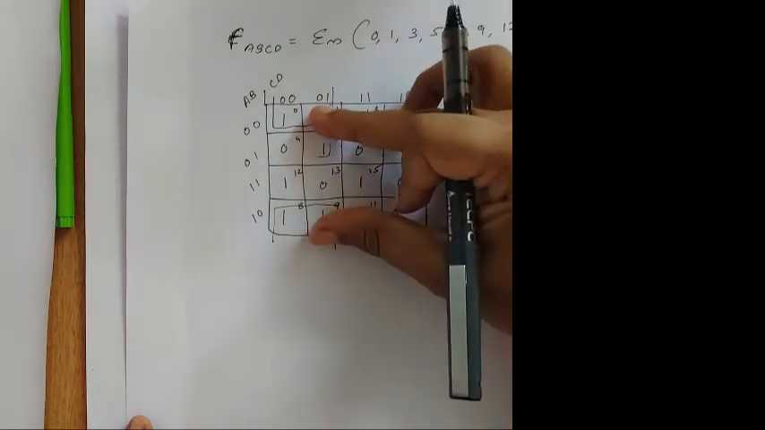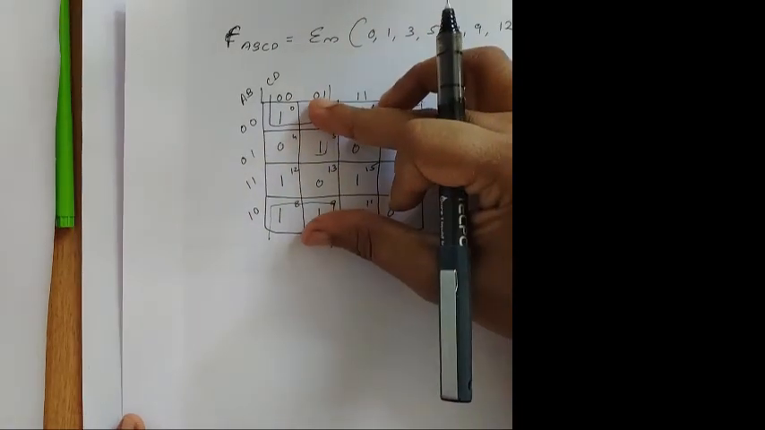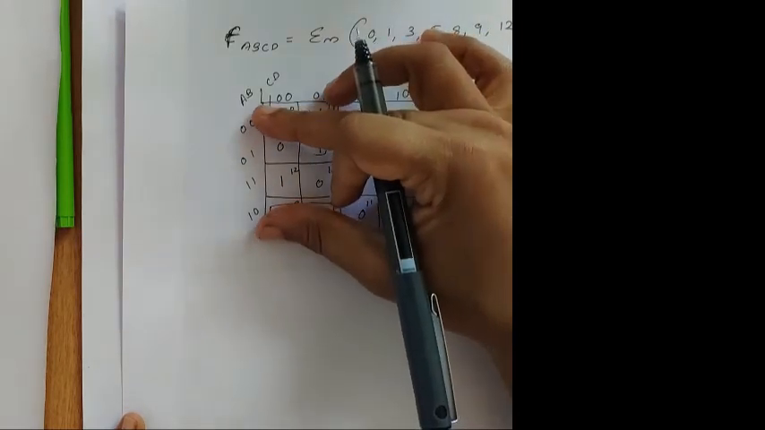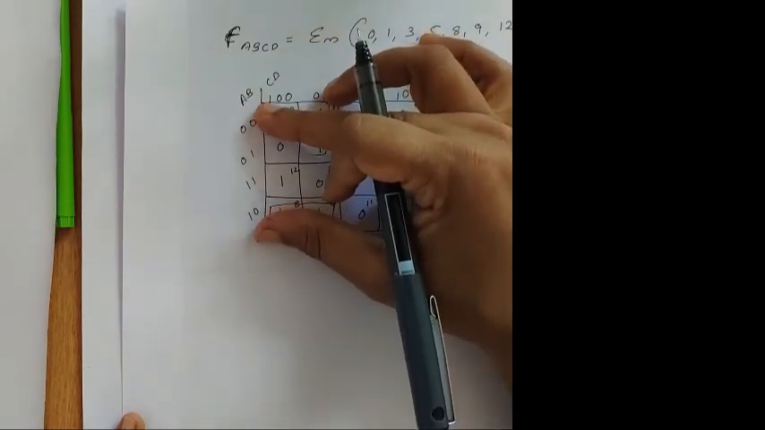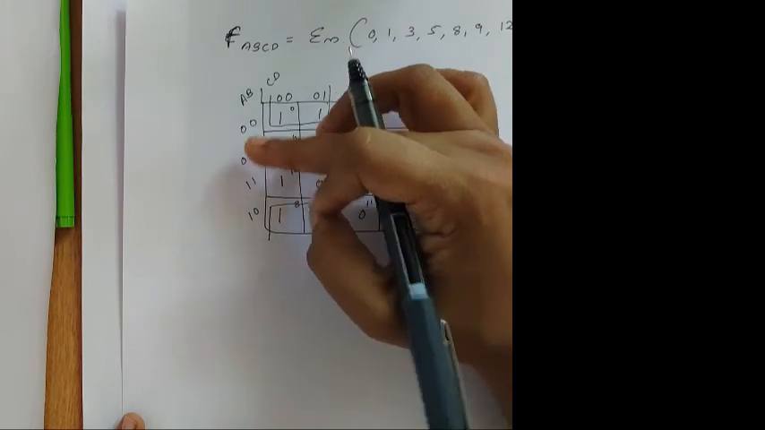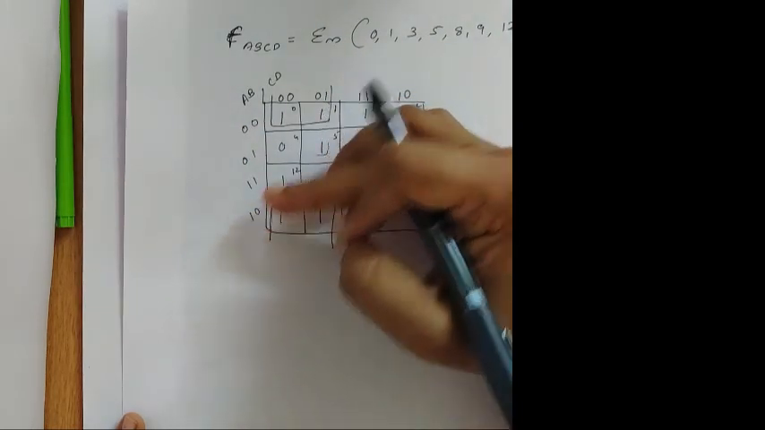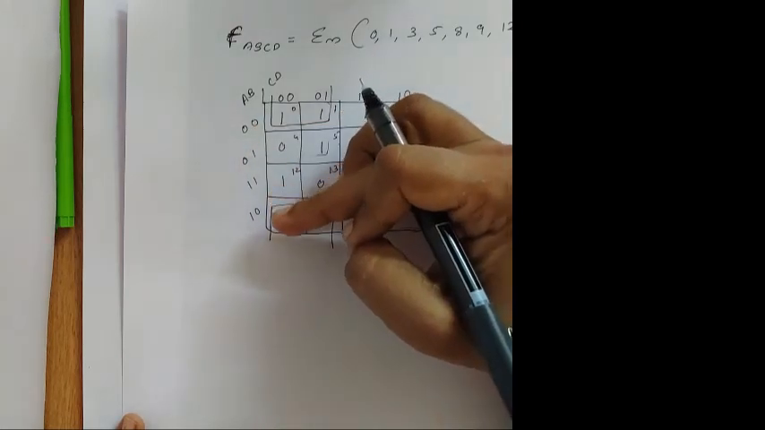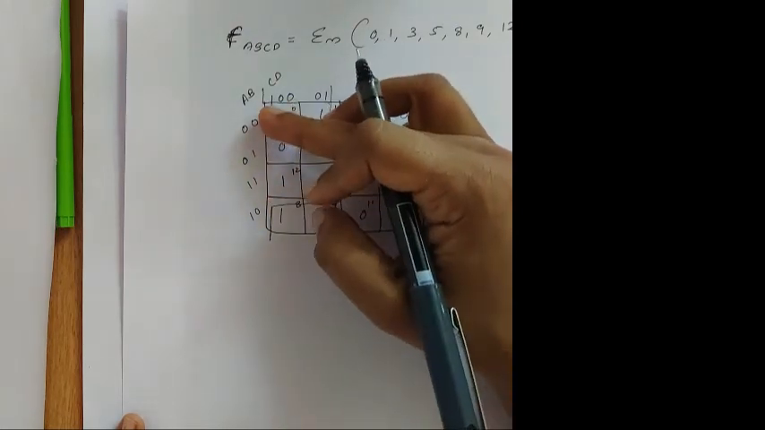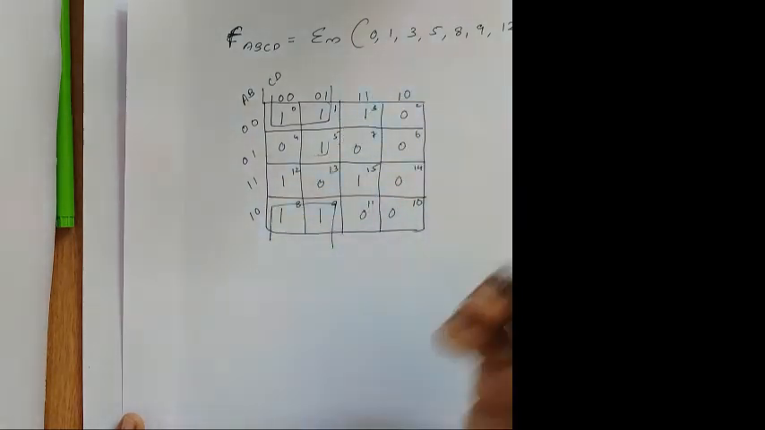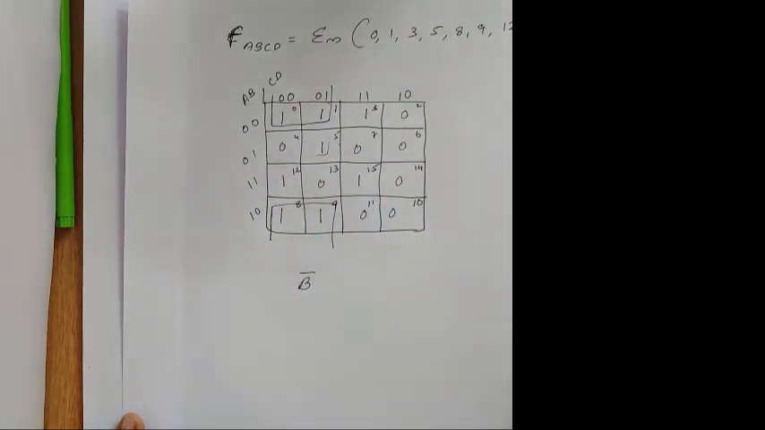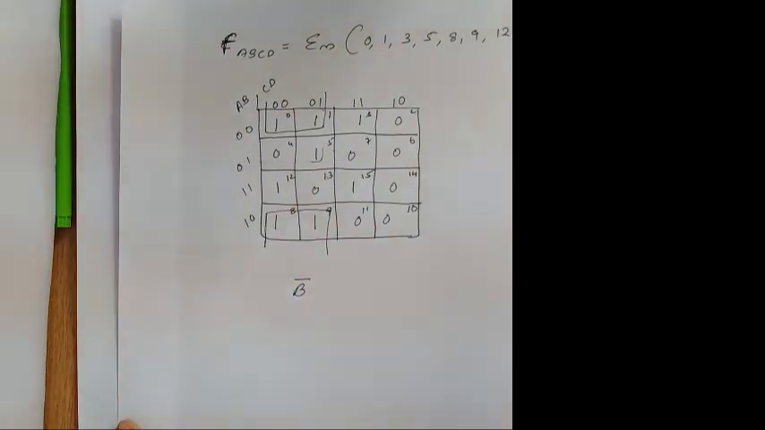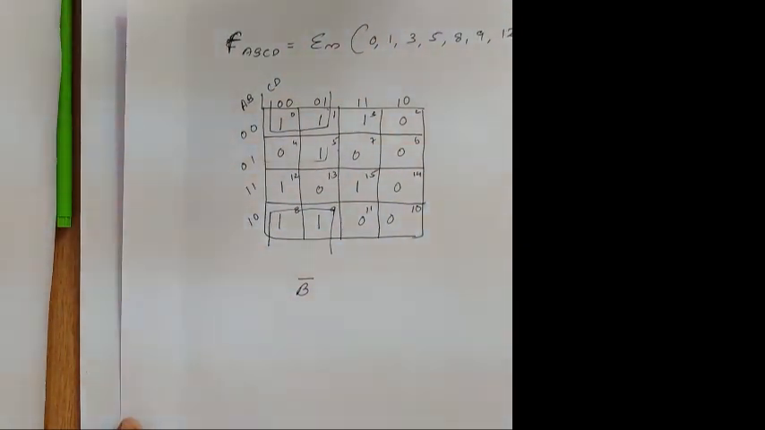At the same time, when you're grouping, after completion of your first grouping, you have to check what happens to your A and B. A changes from 0 to 1, so you can't take A. B has no change from 0, it is 0 and 0, so you can give it as B bar. If the expression is written in small letters, you write small letters. If it's in capital, you write capital. Don't change the expression.